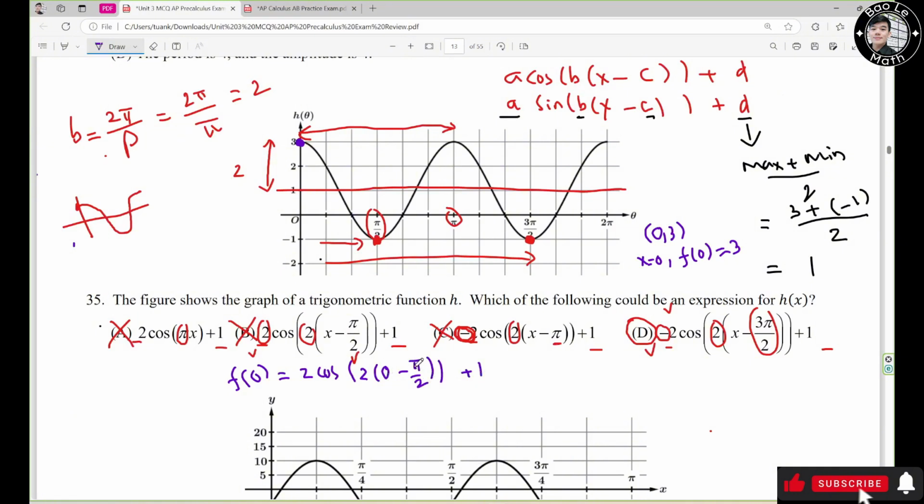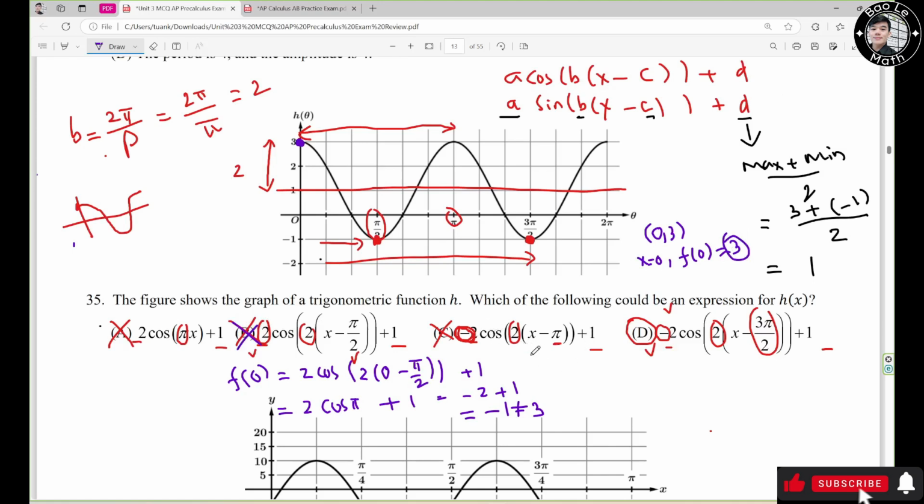Now, 0 minus pi over 2 equals negative pi over 2, times 2, it could be negative pi, right? The cosine function is even, so it turns out to be 2 cosine of pi, because cosine of negative pi equals cosine of pi, plus 1. Now cosine of pi equals negative 1, so it could be negative 2 plus 1. It could be negative 1, which is not equal to 3, because we need 3. So this is the wrong answer.